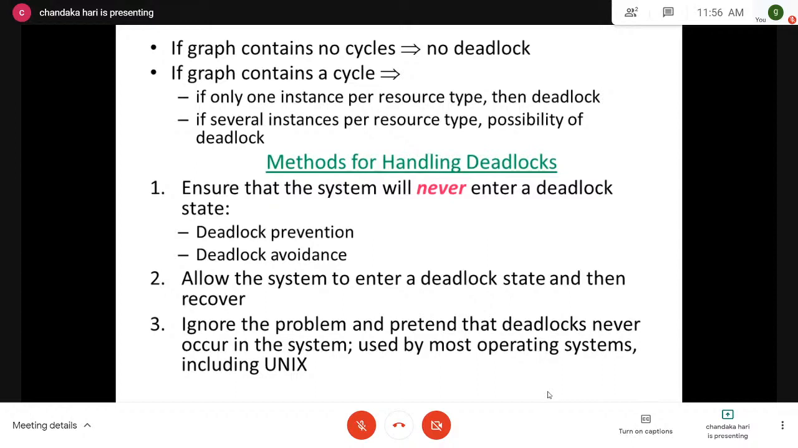Now, how do you handle this particular deadlock situation? In order to handle a deadlock situation, we have three methods. Number one, we can use a protocol to ensure that the system will never enter into a deadlock state. You know what a protocol is? A protocol is a set of rules and conventions to share the resources. So we have to write a protocol in such a way that the system will never enter into a deadlock situation. Point number two, allow the system to enter into the deadlock.